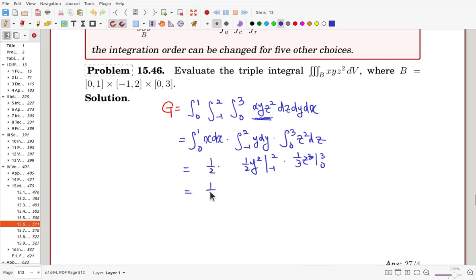Okay, the first one is a half. And for this one, when y is 2, then 4, and when y is minus 1, then there will be 1. 4 minus 1 is 3, so that's 3 over 2. And the final one is now 27 over 3, so it's a 9. So we have 27 over 4. That's the final answer, right?